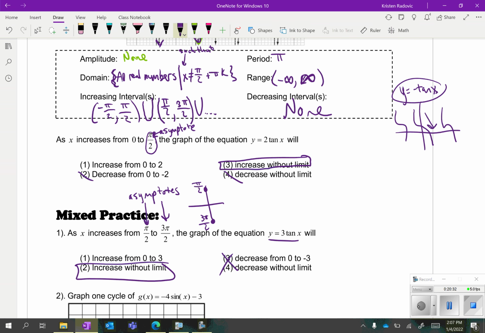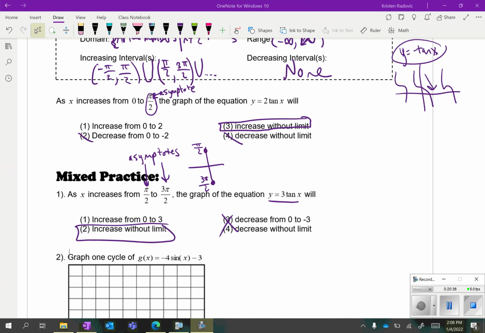These questions don't really change much. So that's pretty much all you have to know about tangent. Just know the shape of it, and again, you can put that in the calculator if you need it, and know how to do these two types of questions. If you are approaching an asymptote, you are increasing without limit.